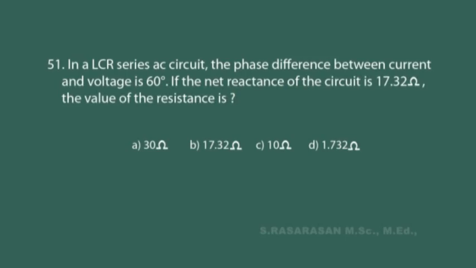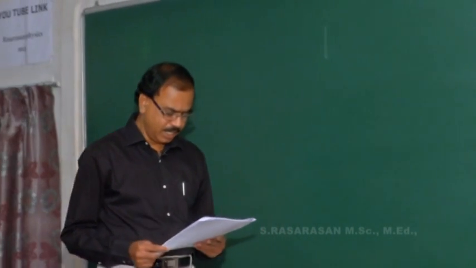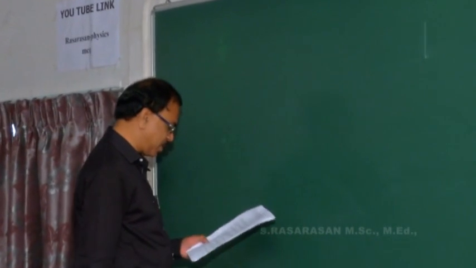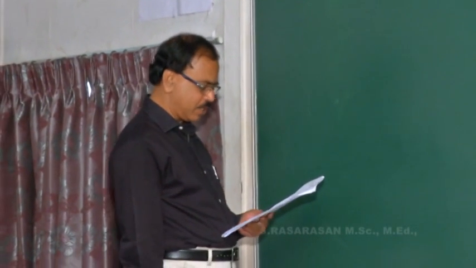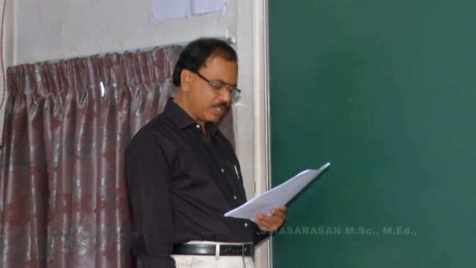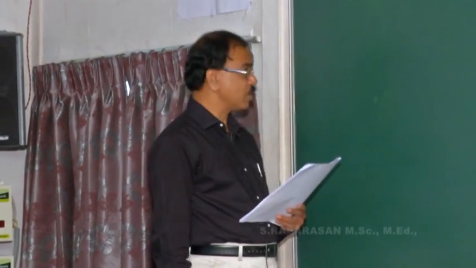51. In an LCR series AC circuit or LC circuit, the phase difference between current and voltage is 60 degree. If the net reactance of the circuit is 17.32 ohm, the value of the resistance is dash. In an RLC circuit, that is an LCR series circuit, the phase difference between the current and voltage is 60 degree. The net reactance is 17.32 ohm. The value of the resistance is dash.